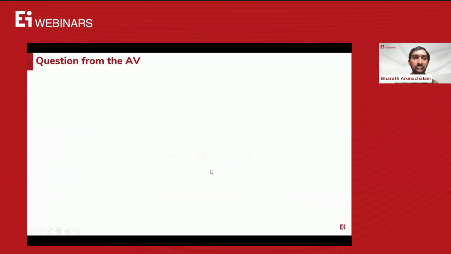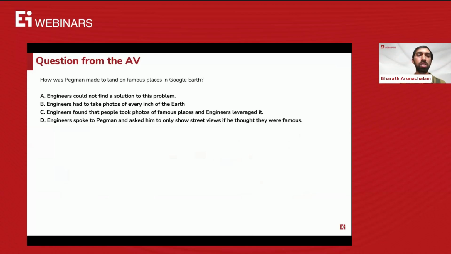So we actually have a fun follow-up question on that. I'll just pose the question. How was Pegman made to land on famous places in Google Earth? Option A: engineers could not find a solution to this problem at all. Option B: engineers had to take photos of every inch of the Earth. Option C: engineers found that people took photos of famous places and engineers leveraged it. Option D: engineers spoke to Pegman and asked him to only show street views if he thought they were famous. So we can have the poll for this.